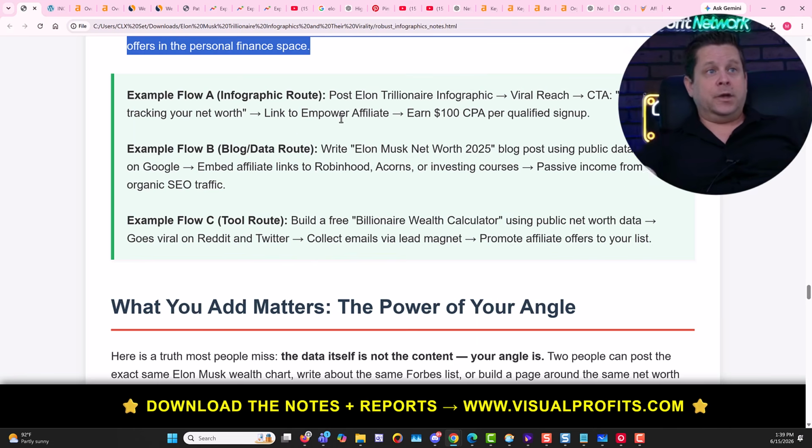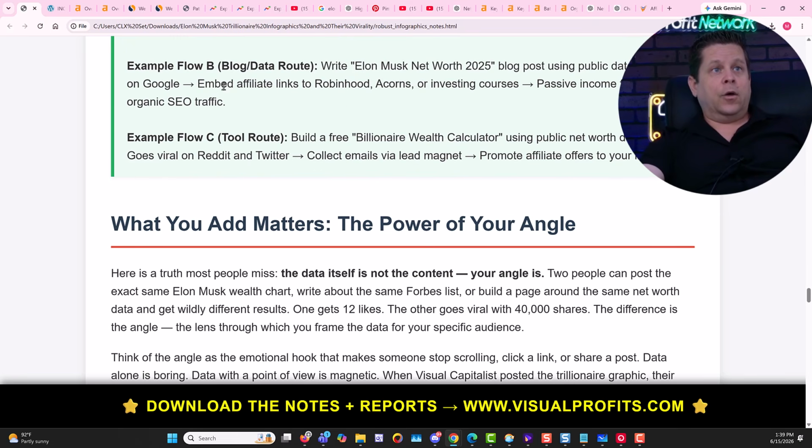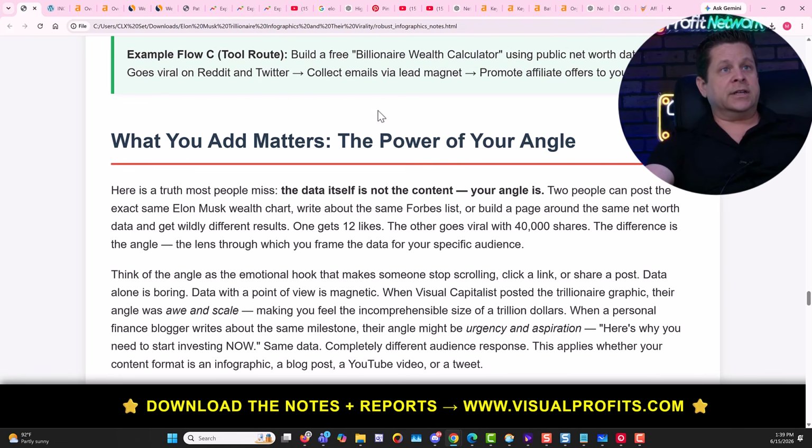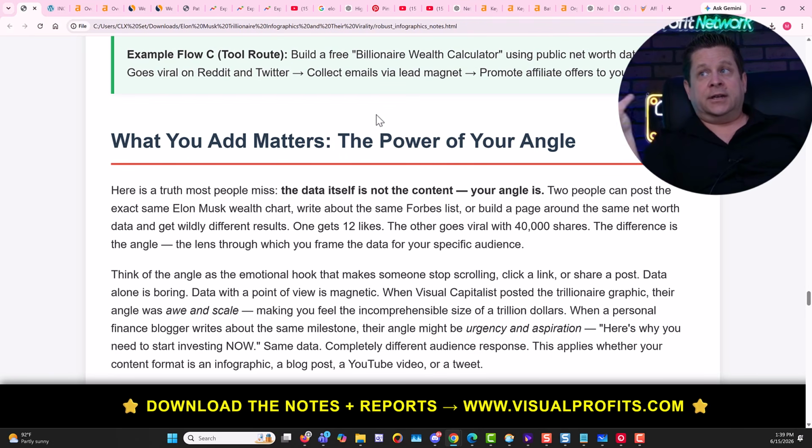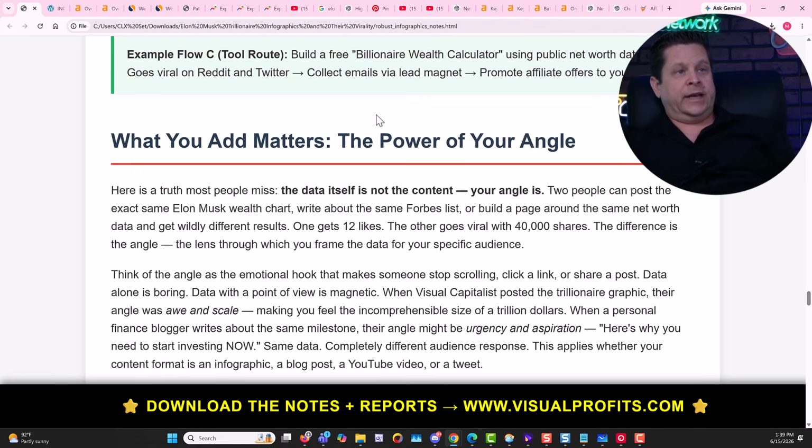Maybe you track your net worth, that kind of thing. Or maybe you write an Elon Musk net worth blog post, rank it on Google, and embed affiliate links to different accounts in investing, right? Maybe people are interested in how to invest in SpaceX or whatever.